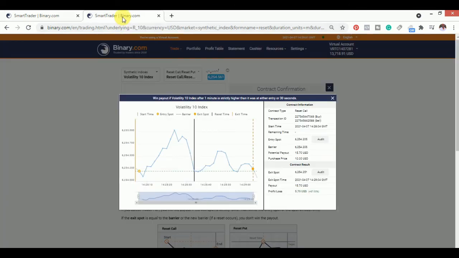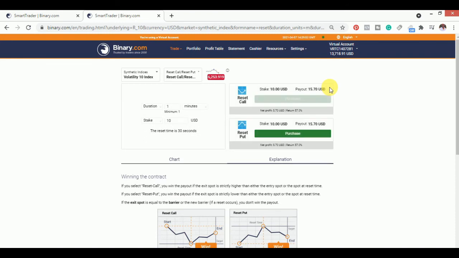So which means there is a great chance that two different trades in two different directions are capable of winning at the same time. All right, two different trades started in different directions are capable of winning.